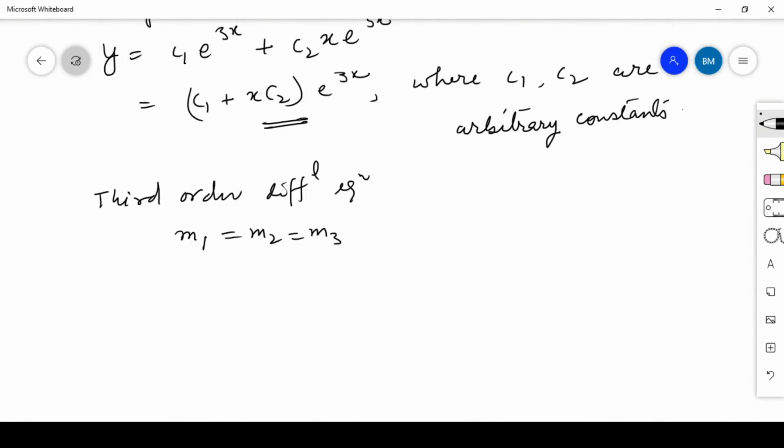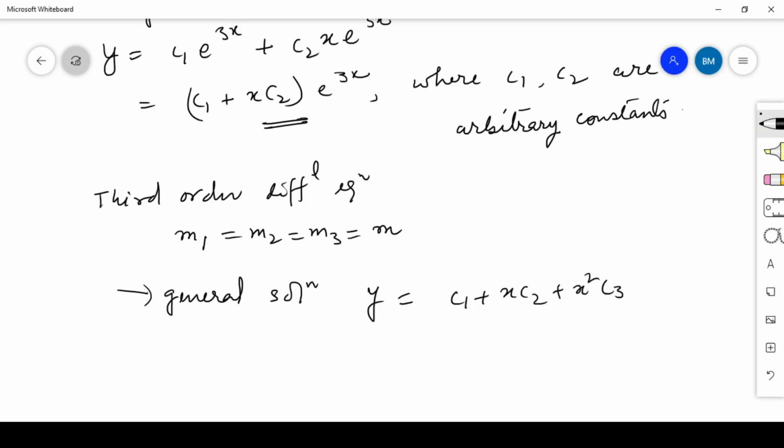In that case, third order equation we are considering, so the auxiliary equation will have three roots, and here all the three roots are equal, say equal to m. m1 equal to m2 equal to m3, each one is equal to m. Then the general solution of such an equation will be y equal to (c1 plus c2 x plus c3 x square) e to the power mx.